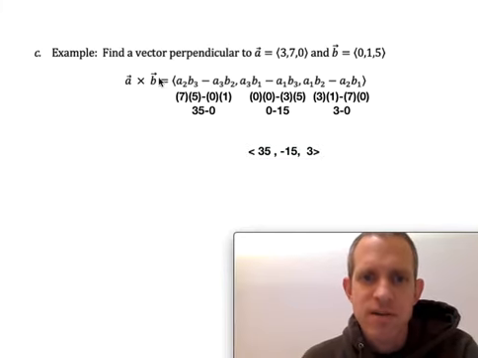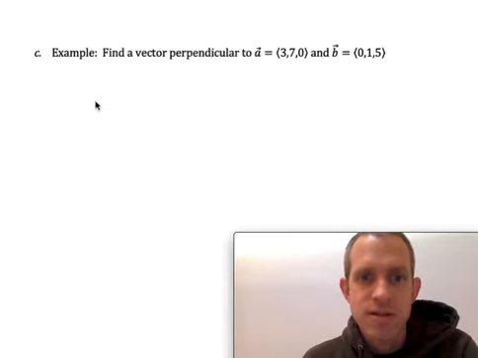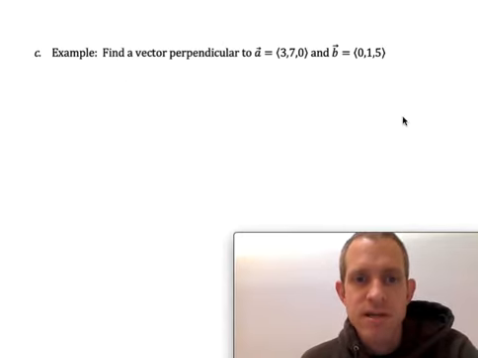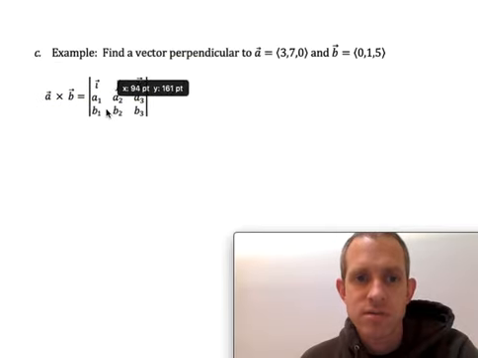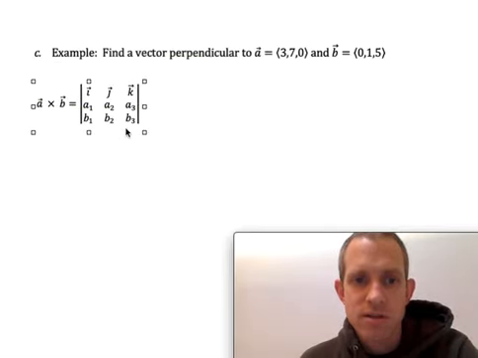Again, that's not my favorite technique. I'm not very good at memorizing that whole formula. And so here's that same question again, but this time we're going to use the determinant definition. So for the determinant, we're going to put 3, 7, and 0 in these places, and 0, 1, and 5 in these places, with an i, j, and a k on top.